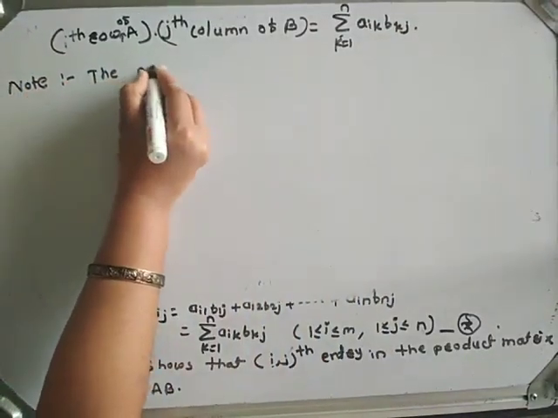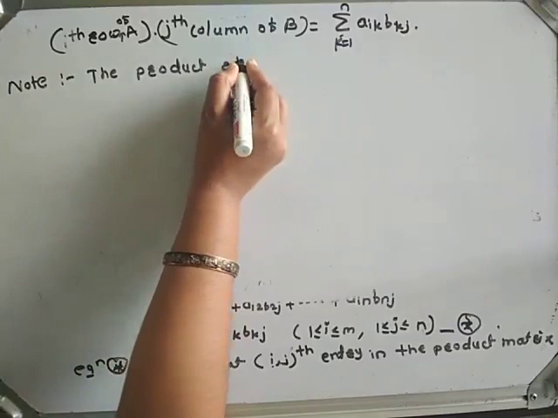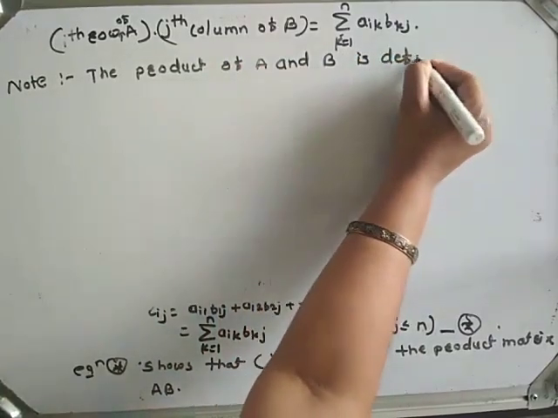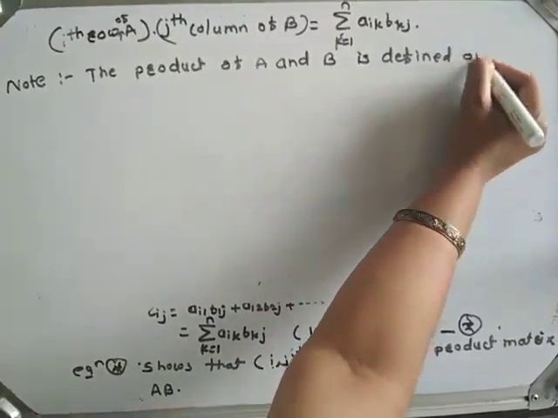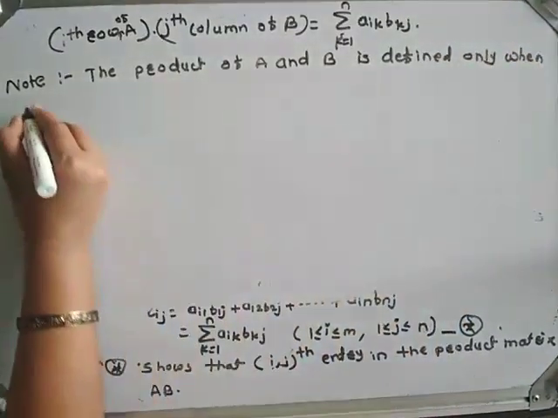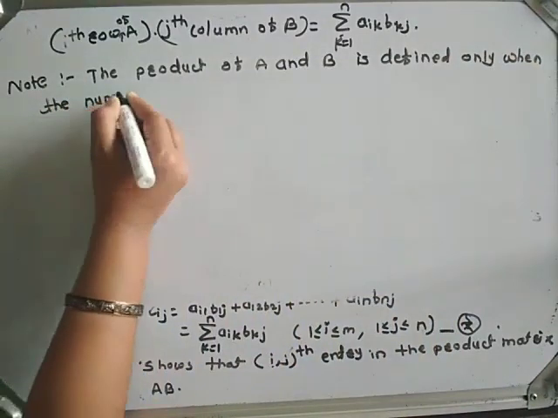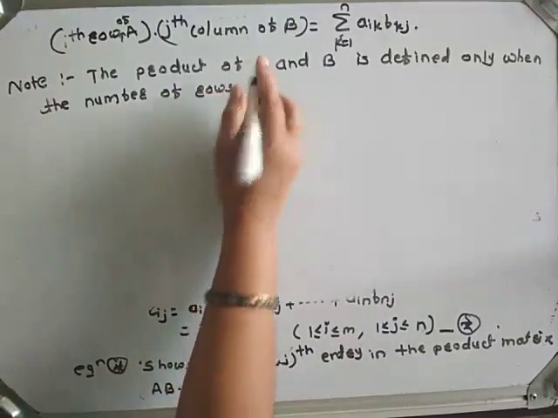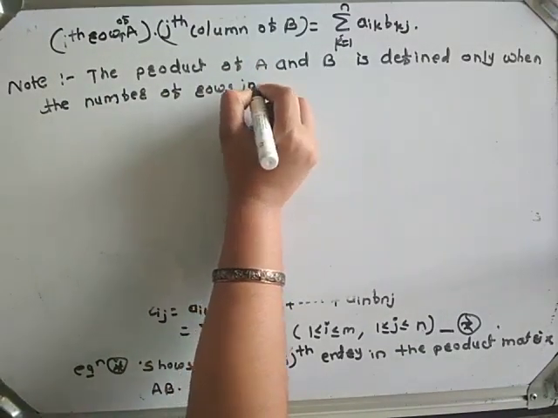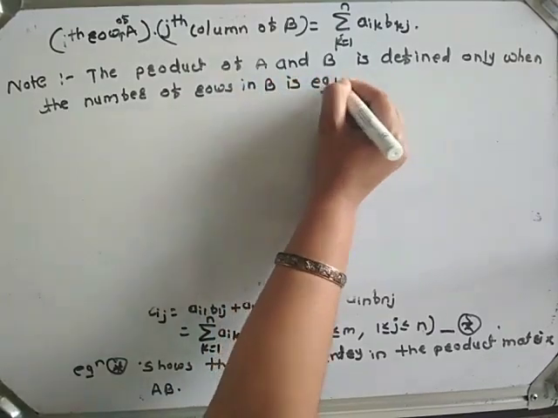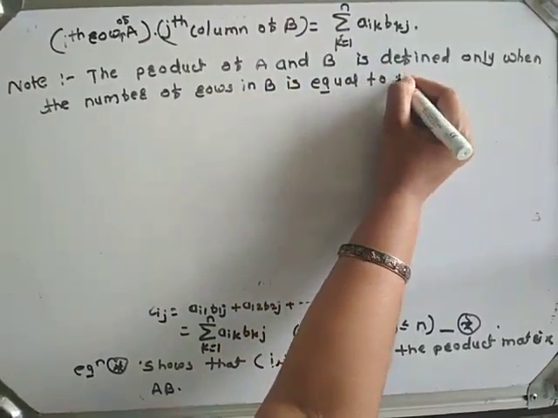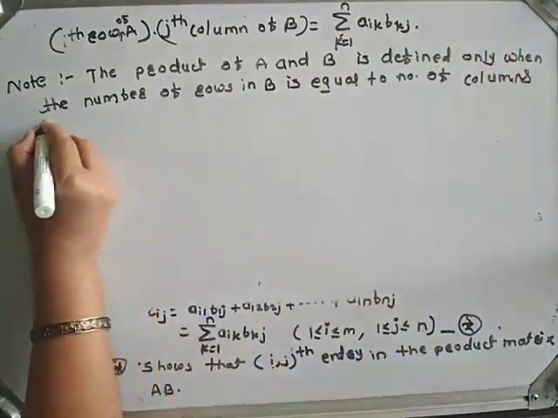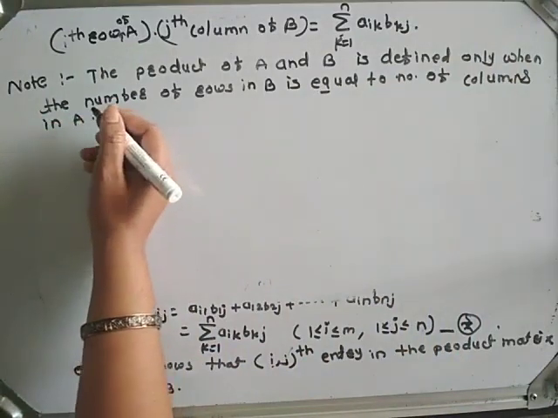Let us take one note. The product of A and B is defined only when the number of rows in B is equal to the number of columns of A.